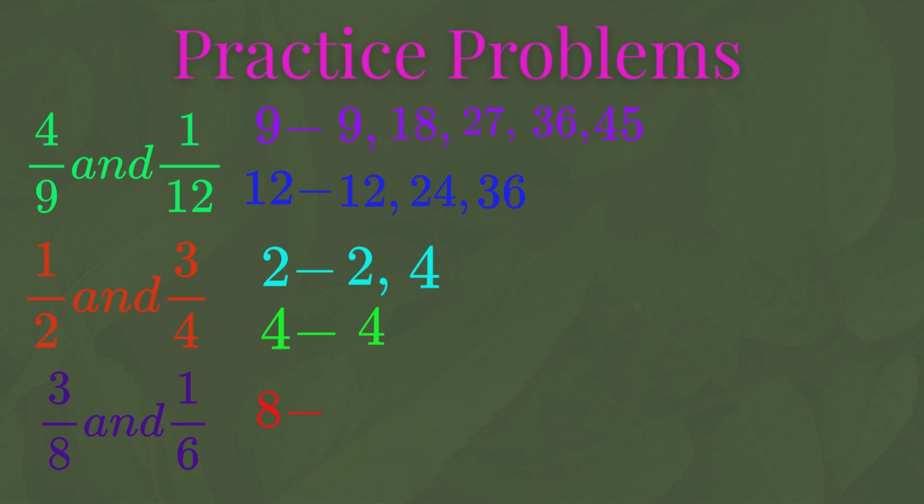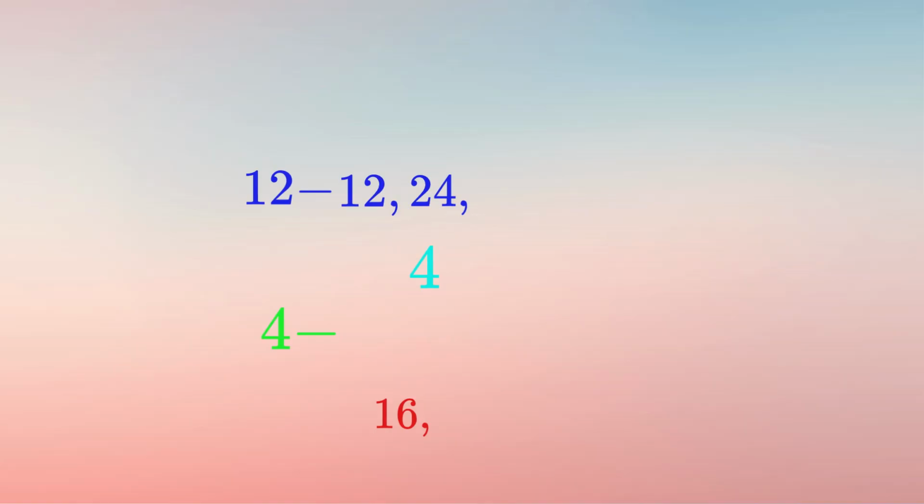My multiples of 8 are 8, 16, 24, 32. I'll stop there and then I'll start listing some multiples of 6. My multiples of 6 are 6, 12, 18, 24, and I can stop right there because now I have found a common multiple between 8 and 6, which is 24. So the least common denominator between 8 and 6 is 24.